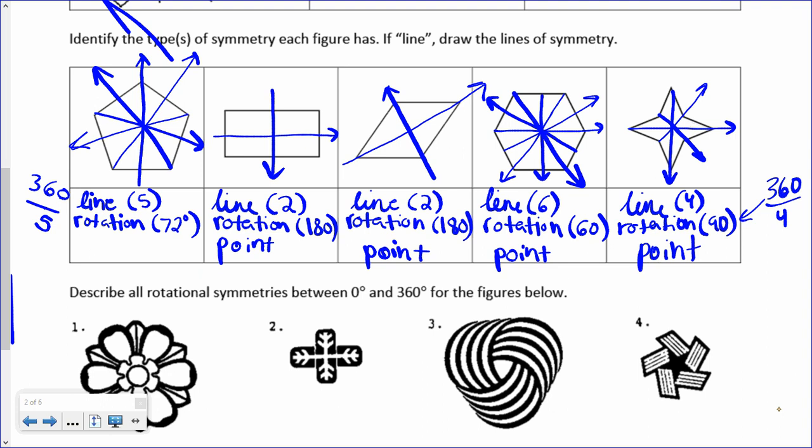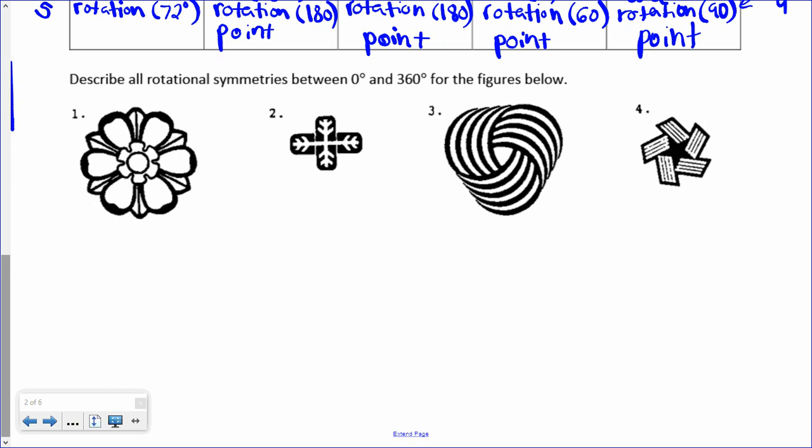Is everybody okay with those examples so far? Okay. Now we're going to get into some kind of stranger looking figures. These aren't like hexagons and pentagons, they're actually little designs. But we're going to do the same thing. For this one, we're going to focus on rotation symmetry specifically. So I want to know all the different rotational symmetries between 0 and 360 that I can use to have it look exactly the same.